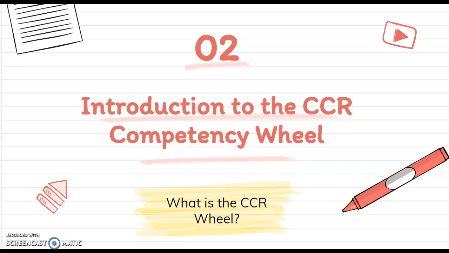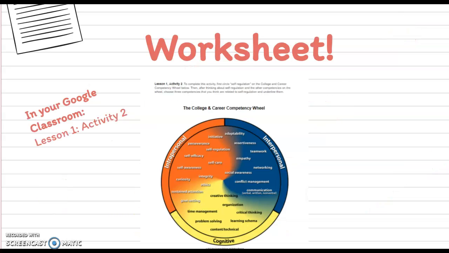Activity 2 is our introduction to the College and Career Ready Competency Wheel. Let's find out what the wheel is and look at the different elements of it. We will be using this wheel often in the next couple of weeks. And this is just a quick introduction to the different elements of it. Students, this is the second page of that same assignment. This is Activity 2.